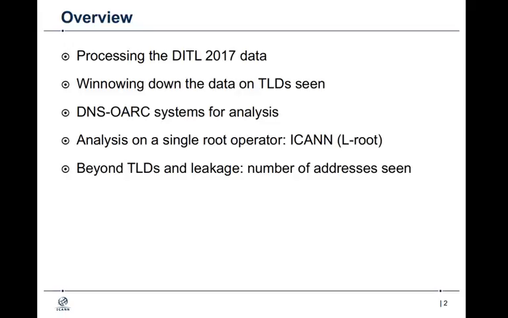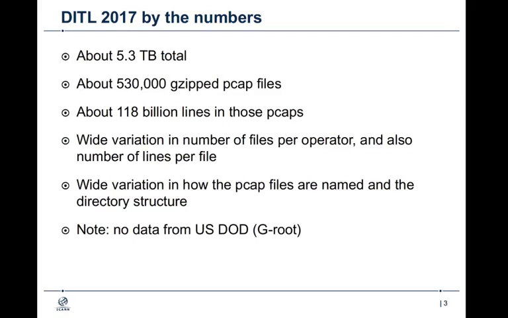At the end, though, I sort of go off to the side, because one of the other things we hear in talking about DIDL data is that root servers see so many addresses per day. And I do a bit of analysis on that, with what I hope is an interesting result. So in DIDL 2017, the raw data set itself, which is a bunch of gzipped files, is about 5.3 terabytes. And that's about, by odd chance, 530,000 gzipped PCAP files.